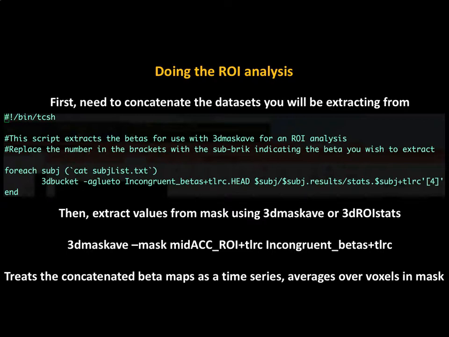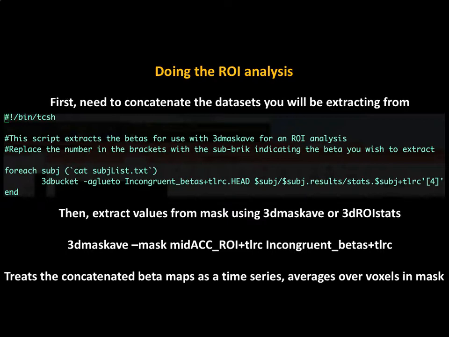Yeah? How do you know which subbrick you want again? We're going to use 3D info, and that tells you what label is assigned to which subbrick. So when you run your first level analysis, based on the timing files that you give, it says, okay, this particular subbrick is the beta weight for congruent, or this particular subbrick is the t-statistic for congruent, and so on. We'll see it. It's easier to see in action and to make the connection.